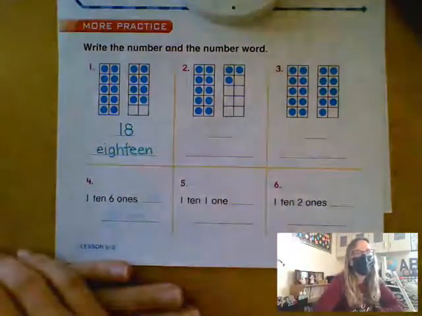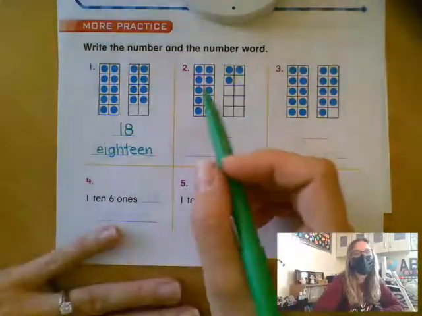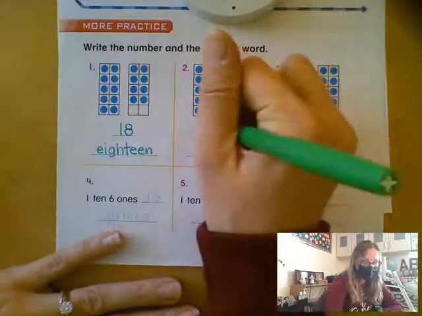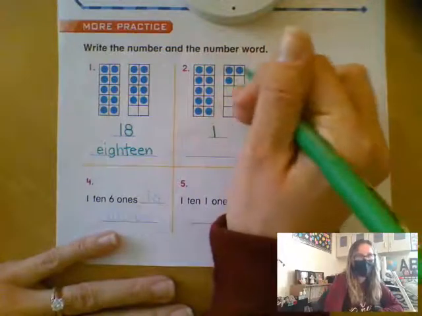Looking at number 2, Ava June, how many full 10 frames do you see? 1. Just 1, so we have 1 ten. And then how many left over in our second 10 frame, Ava June?